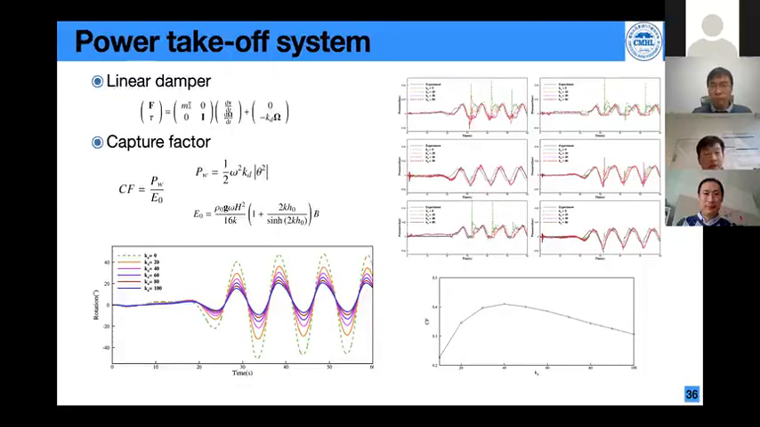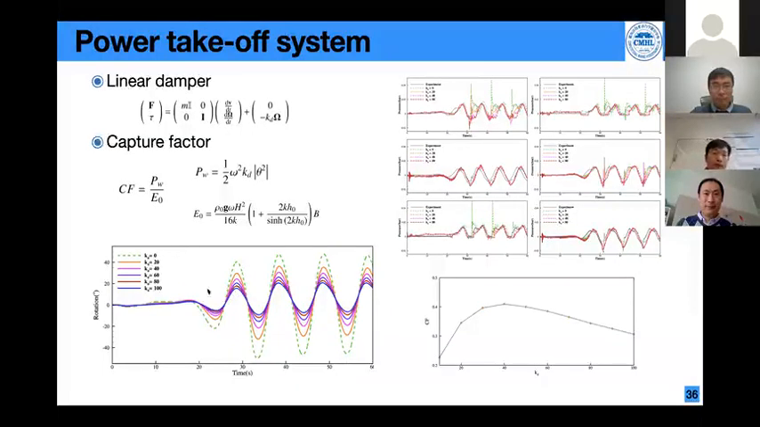After the validation, we also study the power takeoff system by using a linear damper. Introducing a linear damper to the angular velocity, we can rewrite the governing equation in this way. Here, the KD represents the damper coefficient. Then we can compute the capture factor by using the power taken by the structure, and then this is the energy of the wave.